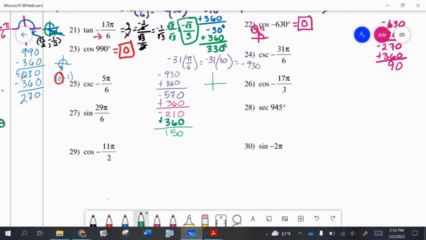So where is 150 on the unit circle? Well, it's right over here, 30 degrees away from pi. So I know those coordinates are √3/2 and 1/2. And I know the x-coordinate's negative in the second quadrant. Okay, so -31 pi over 6 is coterminal with 150.